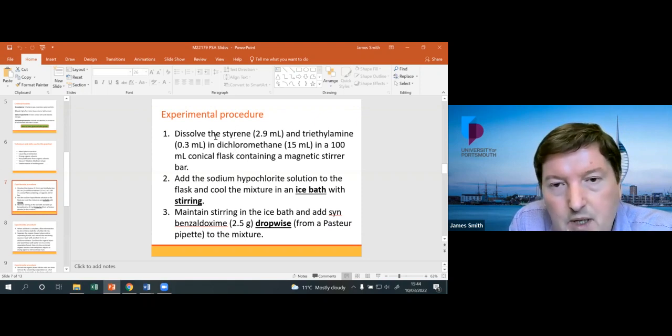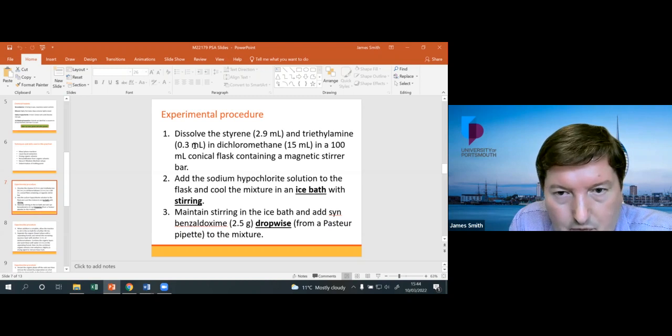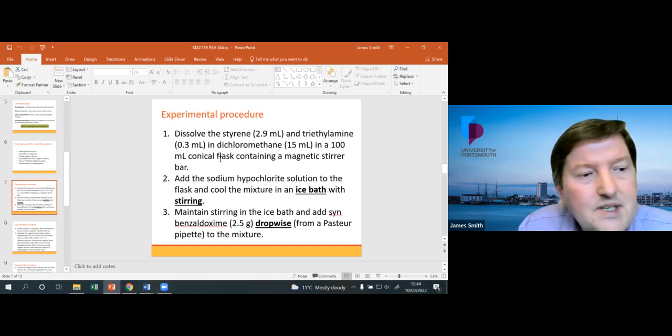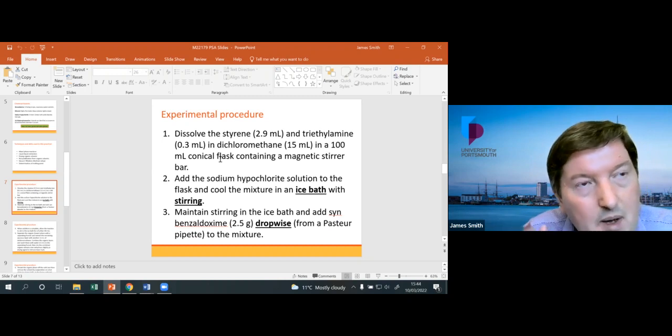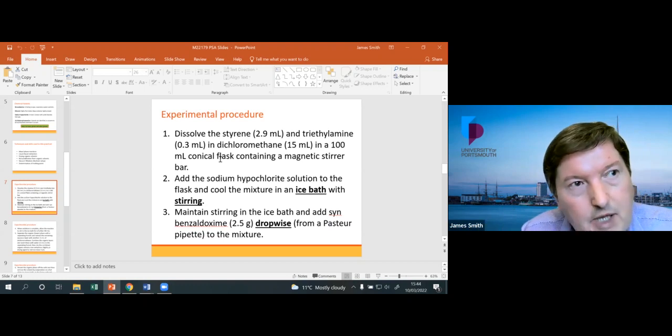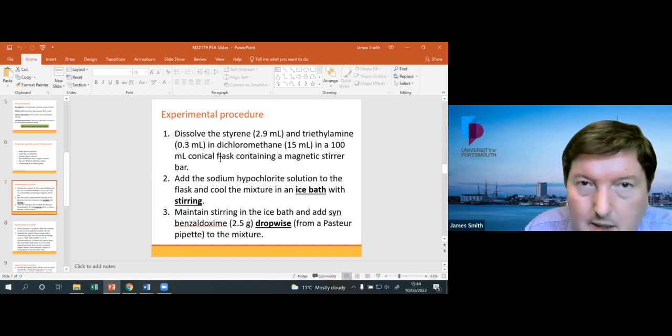So you'll be dissolving styrene, that's a liquid, 2.9 mils, and triethylamine, 0.3 mils, and dichloromethane, 15 mils, in a 100 ml conical flask containing a magnetic stirrer bar. Have you seen those magnetic stirrer bars before? Sometimes called magnetic fleas. It's just like a little white, well, it's a bar magnet, but it's coated with some plastic, PTFE, I think.